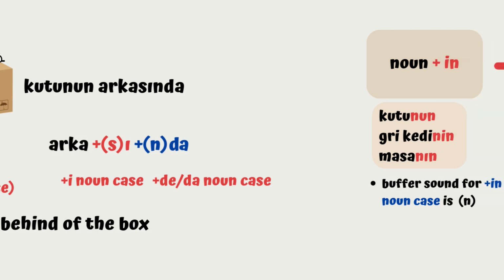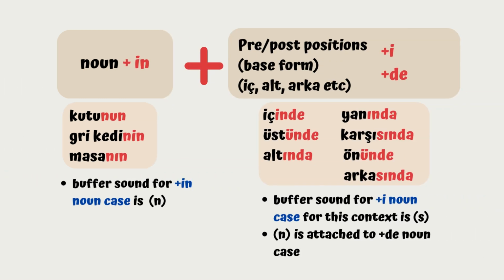So let's summarize everything we have studied so far. We have prepositions, or postpositions, like we call them in Turkish. They all have a base form, and those base forms take first the i noun case and then the de noun case. And they become içinde, üstünde, altında, yanında, karşısında, önünde, arkasında.